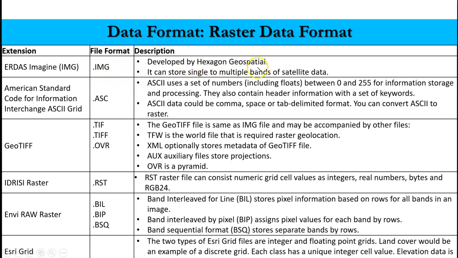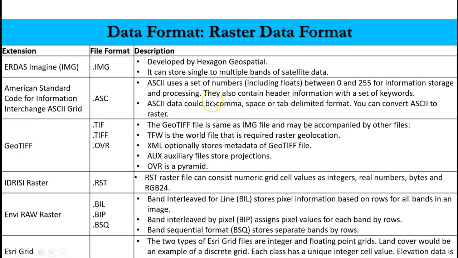This is developed by Hexagon Geospatial World. This is a very big company, an organization you can say, worldwide. It can store single to multiple bands of satellite data. Then .asc, also called American Standard Code for Information Interchange, ASCII grids. Okay, so it can store the numbers from 0 to 255. Then you can convert it to another format also.